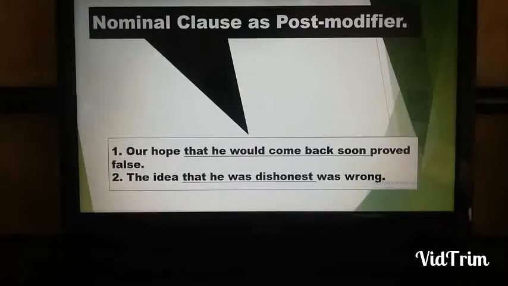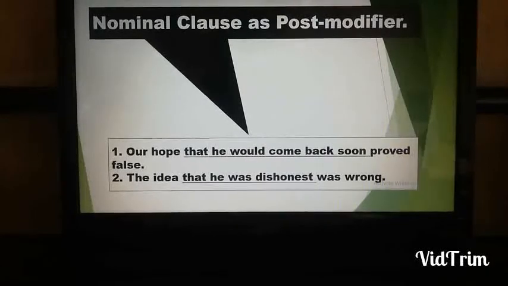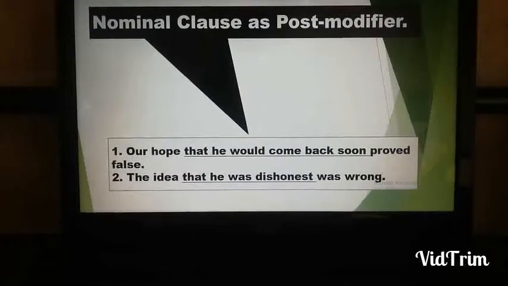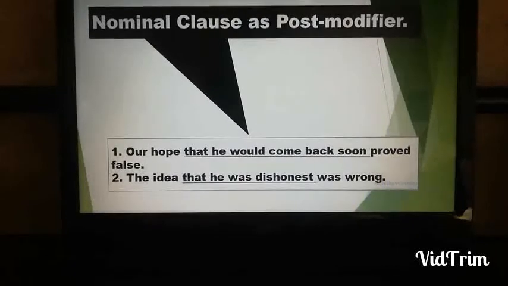And the next sentence, the idea that he was dishonest was wrong. This is also a beautiful example of a noun clause, that is, nominal clause. The idea, what type of idea? It is clarified here with the noun clause, that he was dishonest. So I think it is clear to you.